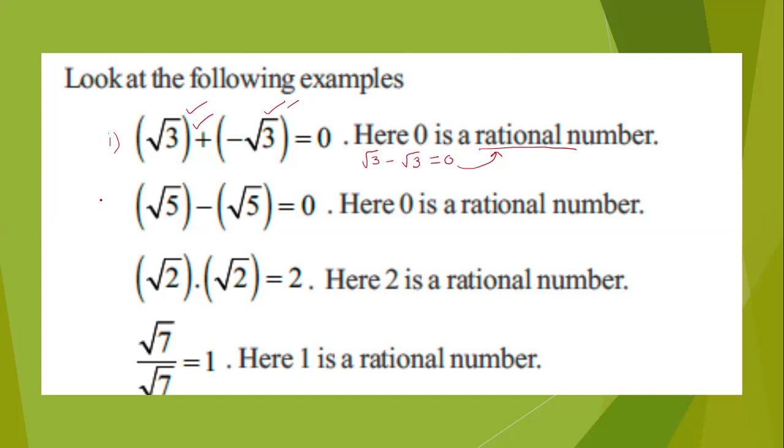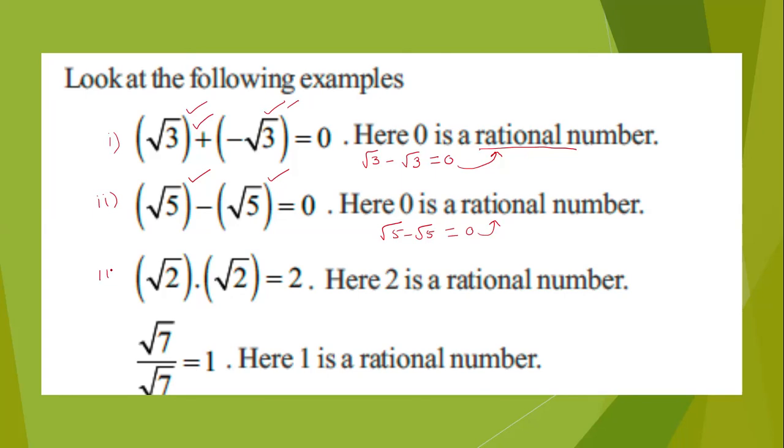Now you may look at the second one. What is the second example? Root 5 minus root 5. That means first one is the addition, second one is the subtraction. Root 5 minus root 5. Here we subtract equal factors, then we get 0. Again 0 is a rational number. That means the subtraction gives us 0.